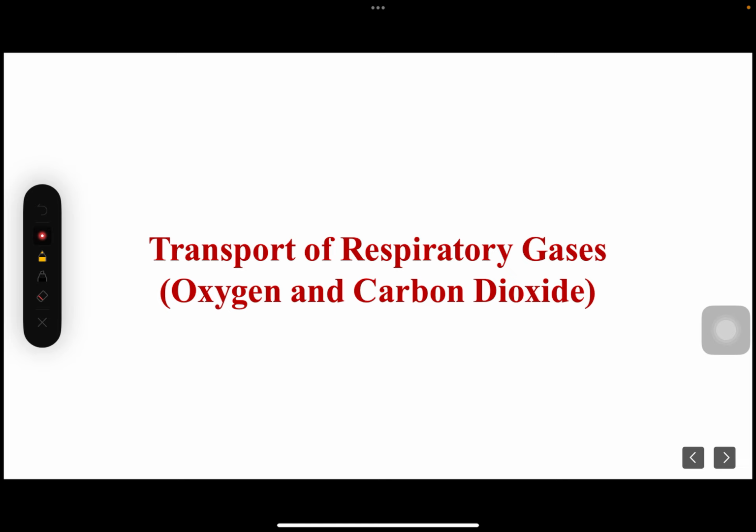Oxygen from the alveoli will enter into the pulmonary capillary blood, and carbon dioxide in the pulmonary capillary blood diffuses across the respiratory membrane and enters into the alveoli. Now let us discuss the transportation of oxygen from the lung to the tissue and carbon dioxide from the tissues to the lung.